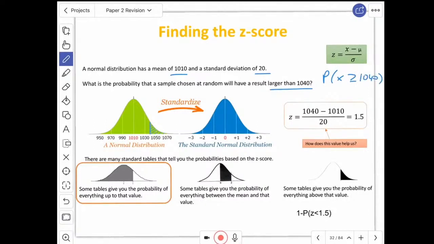We only have z scores. So we need to convert 1040 into a z score. So what we're going to do, and it's all done for you here, is say that's the same as 1040 minus the mean, which is mu, which is 1010, divided by sigma, which is our standard deviation, which is 20. And that gives us 1.5. So again, what you're going to do at that stage is say, okay, so now I'm trying to work out the probability that z is greater than or equal to 1.5.